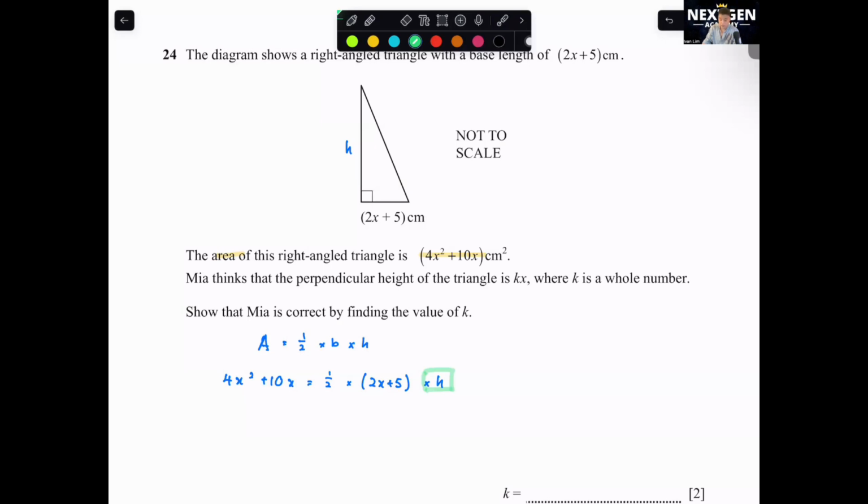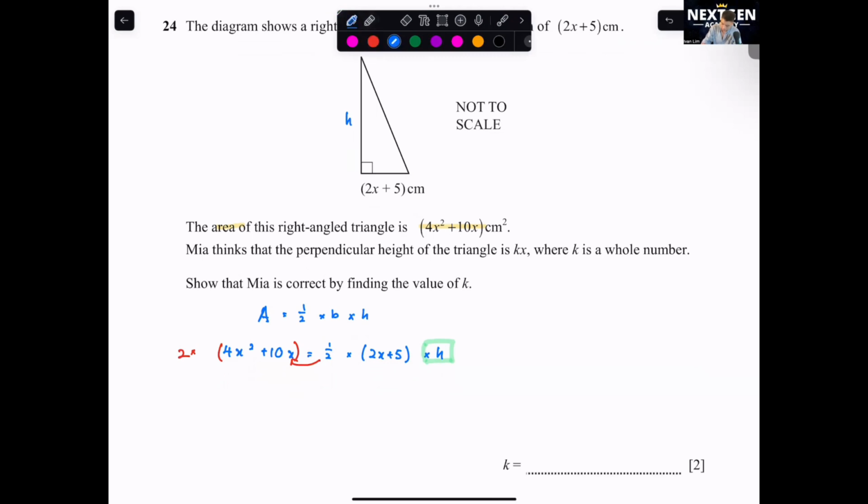We try to make h the subject. First thing, I will multiply the whole thing by 2, so that we can bring this up here. Multiply the whole thing by 2. So here will become 8x squared plus 20x equals 2x plus 5 times h.